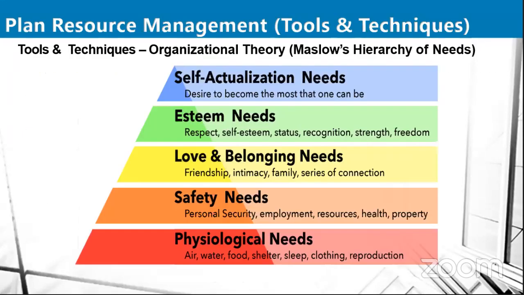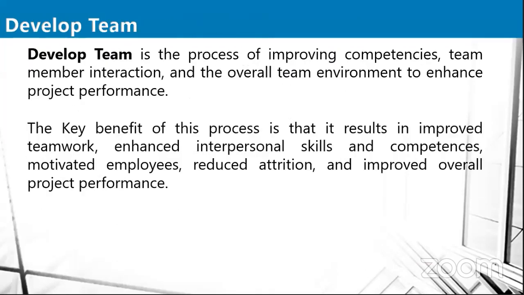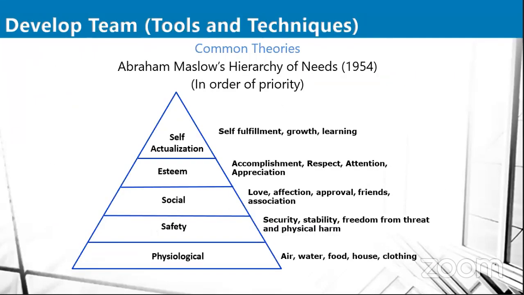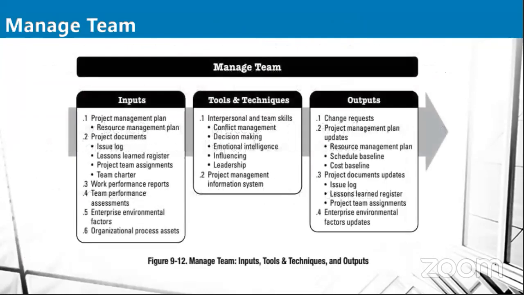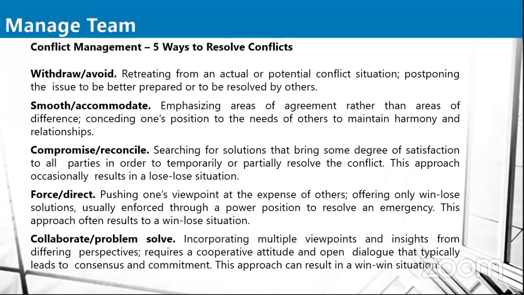All right, now we're going to continue from where we stopped. We were talking about resolving conflict. We talked about withdraw and avoid as a means of resolving the conflict. Smooth and accommodate emphasizes the area of agreement rather than the area of disagreement. Then compromise and reconcile is searching for solutions that will bring some degree of satisfaction to all parties in order to temporarily or partially resolve the conflict.